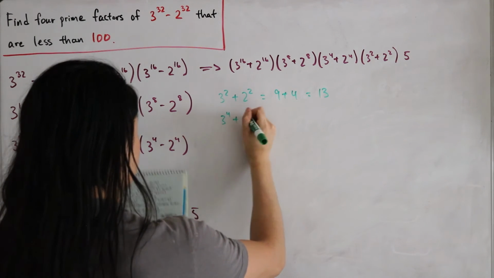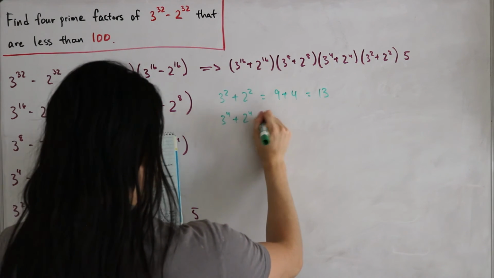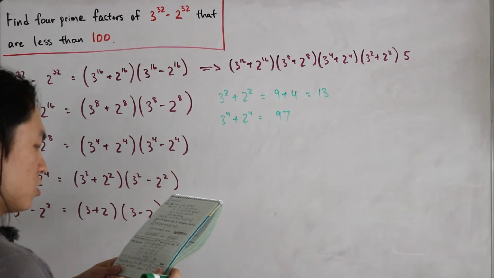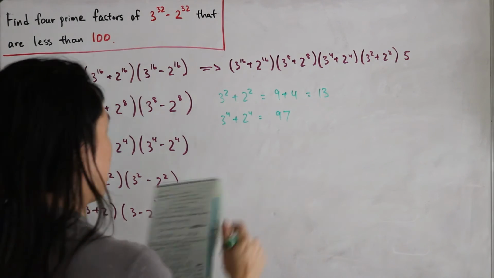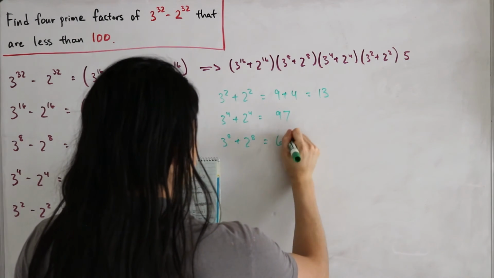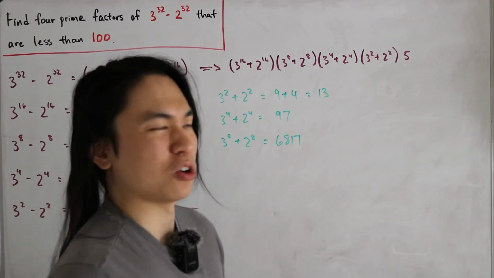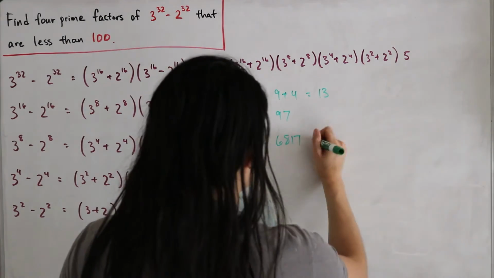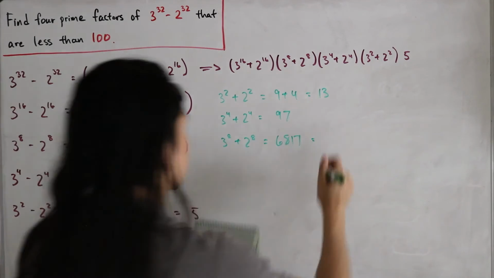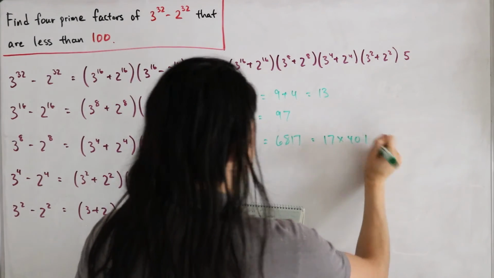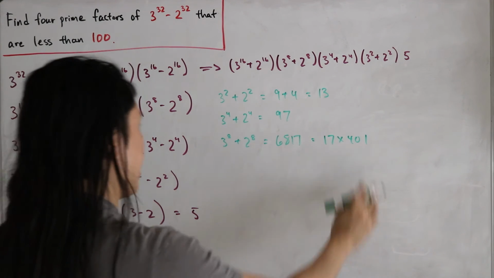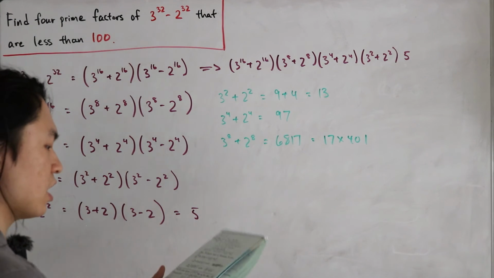So 3 to the power 4 plus 2 to the power 4 is just 97. Again, another prime number. That leaves just 3 to the power 8 plus 2 to the power 8, which equals 6,817. We're kind of unsure if this is a prime number or not. So to skip a few steps ahead, we can find its prime factorization, which is 17 times 401. Both of them are prime numbers, of course, but 401 is bigger than 100, so we can disregard that. And then we have 17, so at least we found another one.